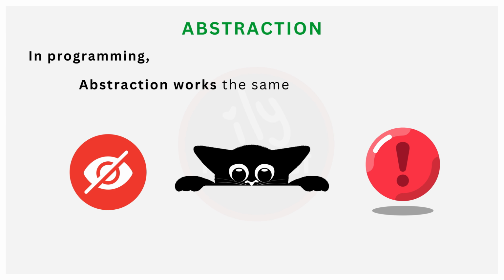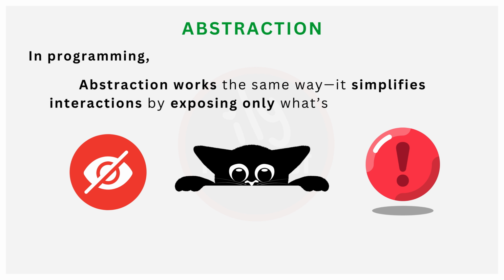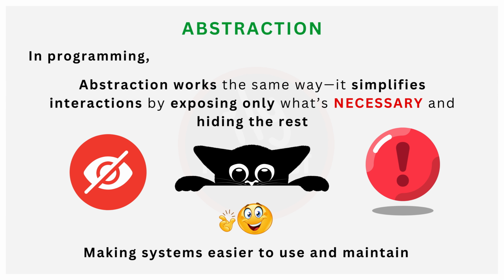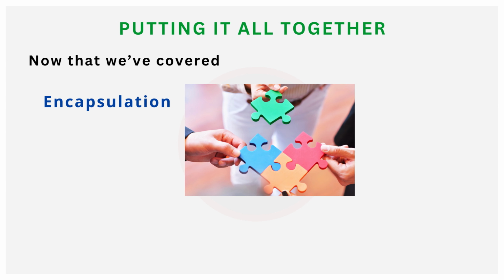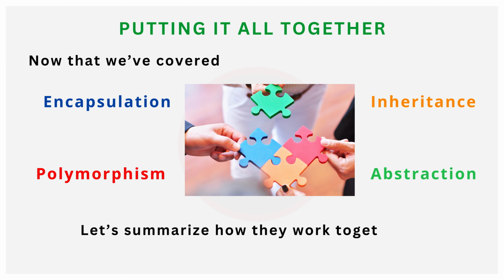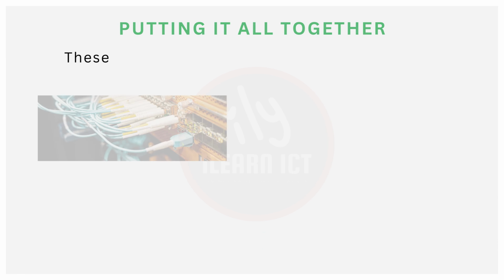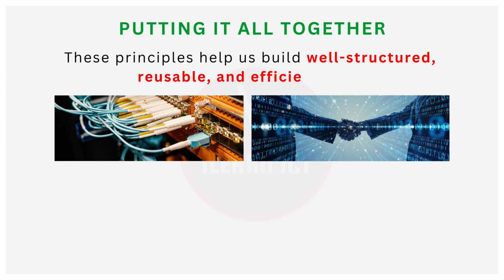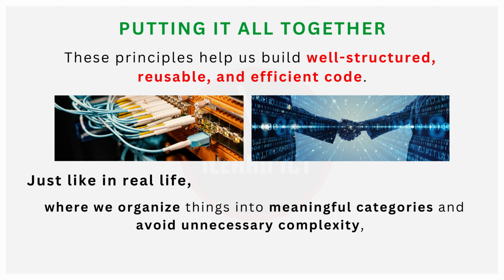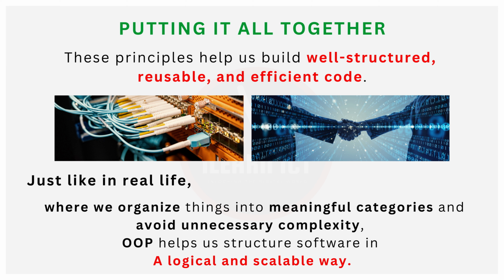In programming, abstraction works the same way. It simplifies interactions by exposing only what's necessary and hiding the rest, making systems easier to use and maintain. Now that we've covered encapsulation, inheritance, polymorphism, and abstraction, let's summarize how they work together in OOP. These principles help us build well-structured, reusable, and efficient code. Just like in real life, where we organize things into meaningful categories and avoid unnecessary complexity, OOP helps us structure software in a logical and scalable way.